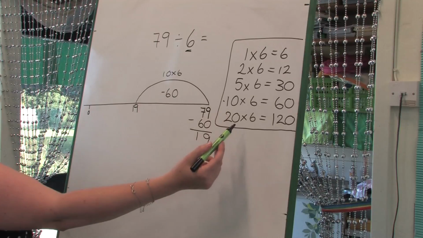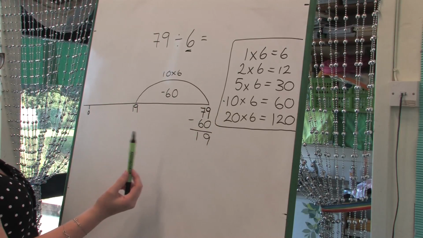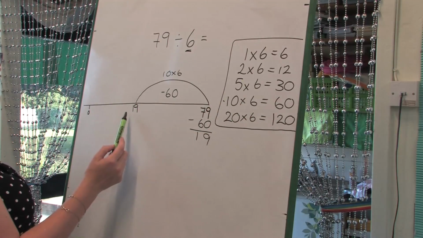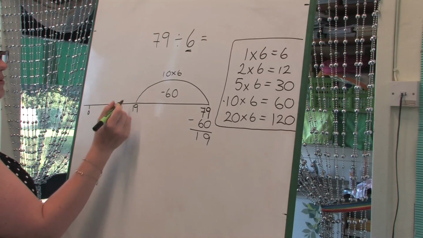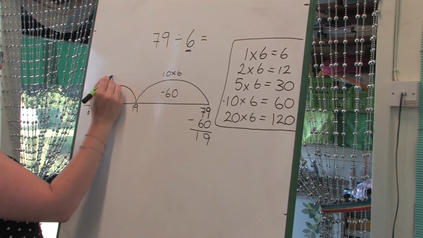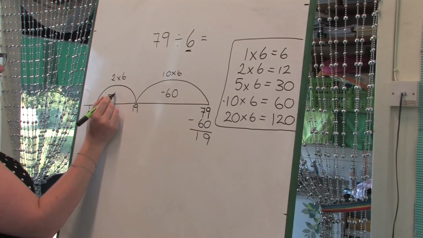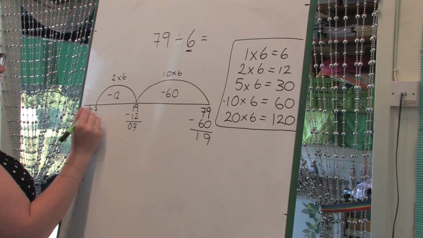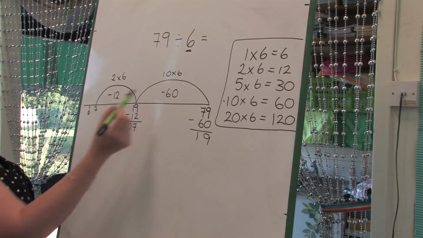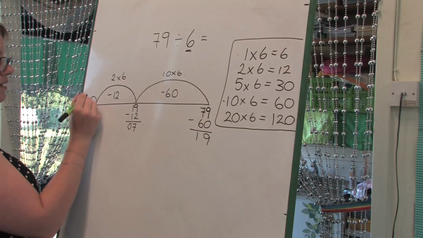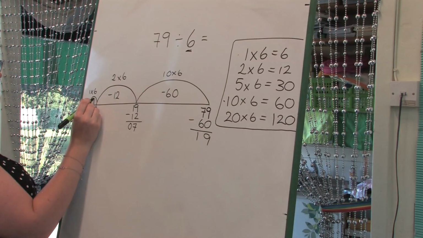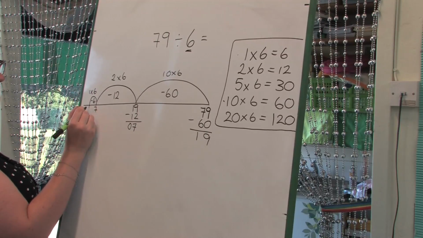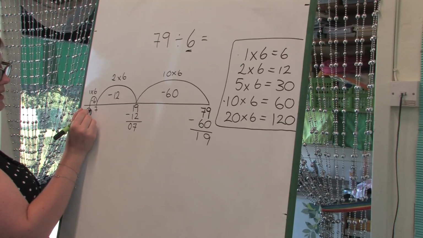Then we look back to our key facts to see what chunk we can take away that would help us. So in this instance, 5 times 6, 30. It's too much, I've only got 19, so I'm going to go for 2 times 6, which is 12. So I'm taking away 12. Again, 19 take away 12 is 7. And then can I take any more chunks of 6 away? I can take one more lot of 6 away. So 1 times 6, which is 6, which leaves us, doesn't quite get to 0, it leaves us with 1. And we need to remember him for later.